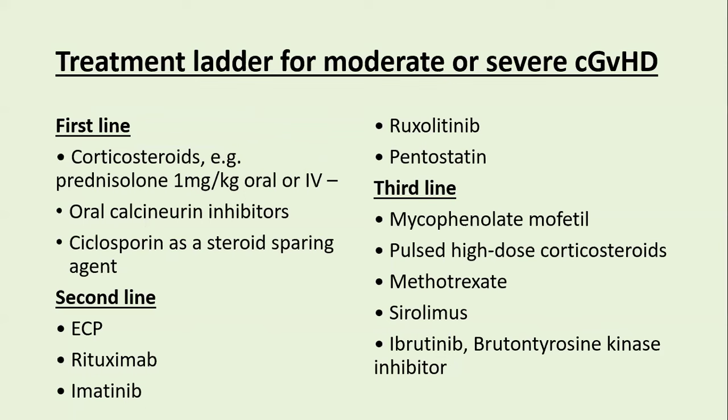Treatment ladder. The first line is again corticosteroids, 1 milligram prednisolone per kg IV or oral, with calcineurin inhibitors such as cyclosporin as a steroid-sparing agent. Second line includes extracorporeal photopheresis, rituximab, imatinib, or ruxolitinib, and then pentostatin. Third line treatment includes mycophenolate mofetil, high pulse dose steroid, methotrexate, sirolimus, ibrutinib, or other Bruton tyrosine kinase inhibitor.